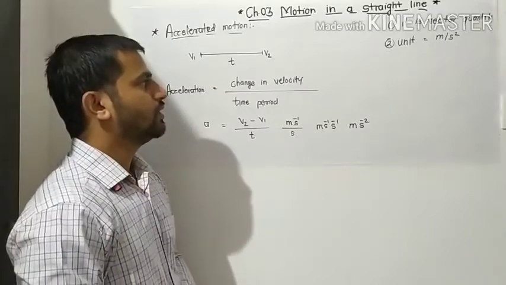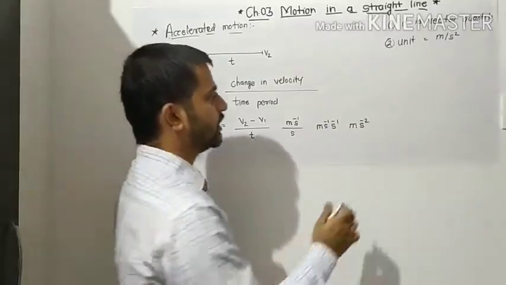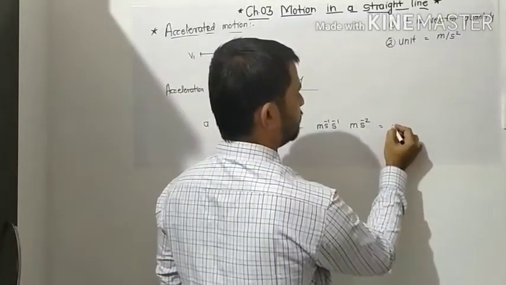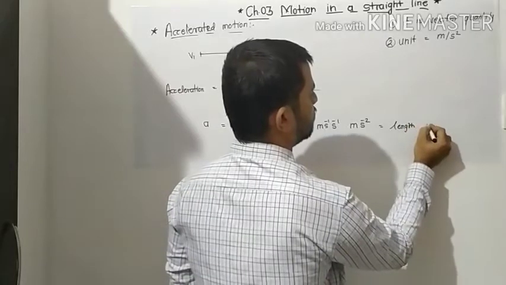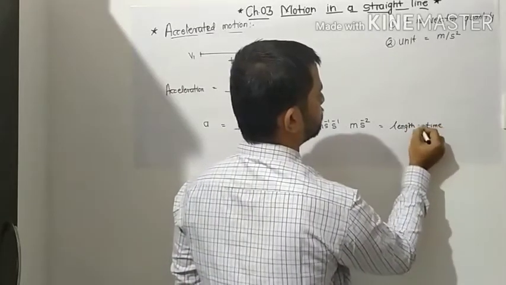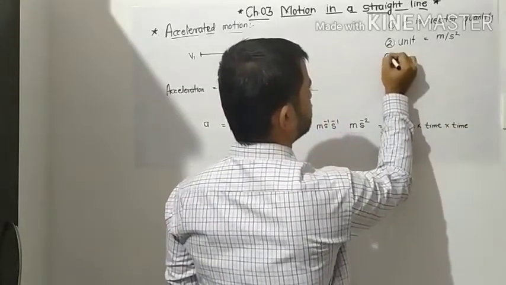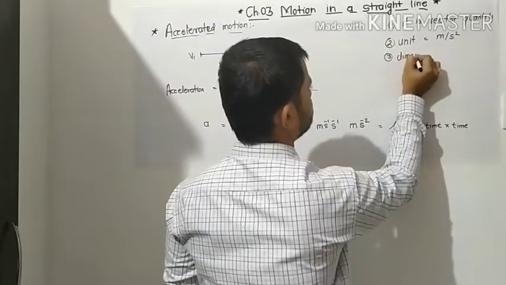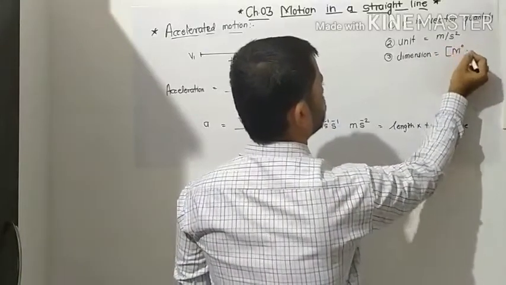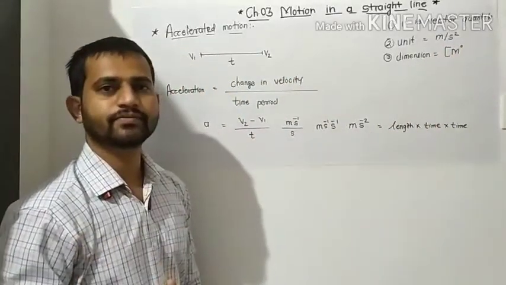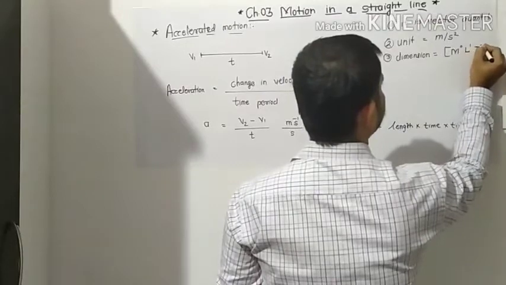Now, what is the dimension of the acceleration? From this we can come to know: here meter is the dimension, formula is length upon time square. So we can write the third one, the dimension, it is equal to M raised to 0, because we don't have to consider any mass here. So that's why M raised to 0, L raised to 1 and T raised to minus 2.